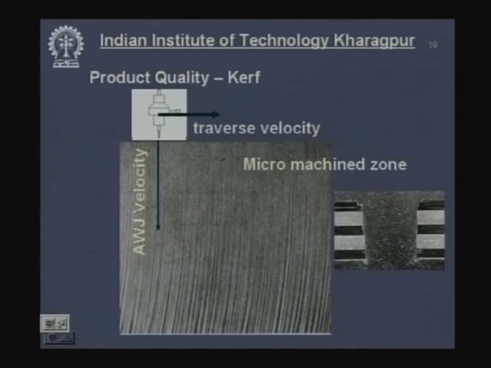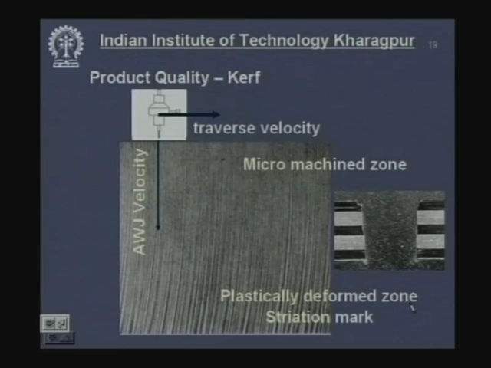Now, this upper part is called the micromachined zone and the lower part is called the plastically deformed zone. And you can see these marks, these are called striation marks. So, what is the important conclusion of this slide? You have taper, you have a smooth micromachined zone, and you have a plastically deformed zone having striation marks. Depending on your requirement, you have to set your parameters accordingly.